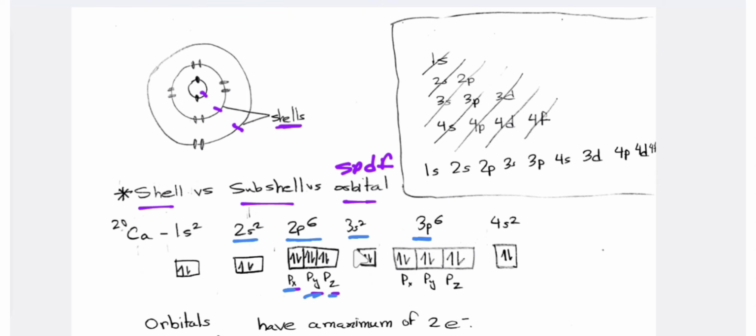And each orbital must contain 2 electrons. That is, an orbital has 2 electrons. For example, this orbital has 2 electrons, then this orbital has 2 electrons, and these arrows are showing the number of electrons.